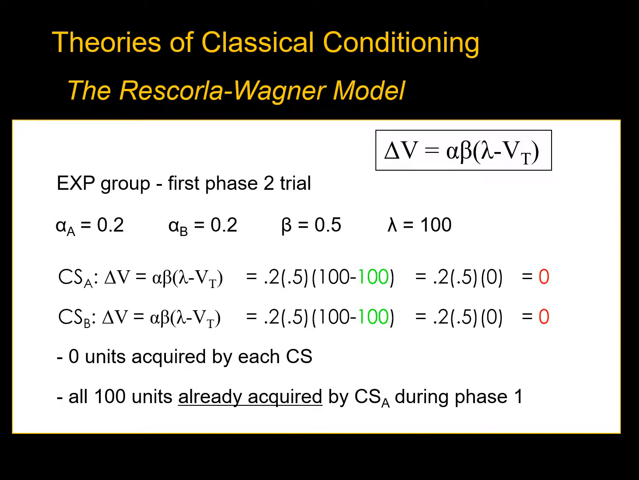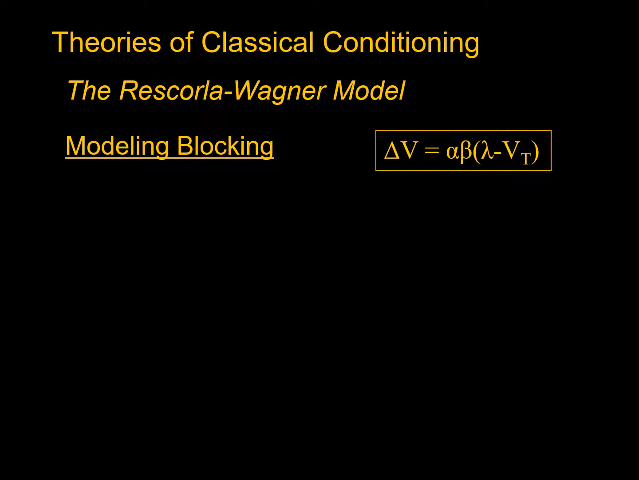Don't forget that all 100 of those units of strength have presumably already been acquired by one of those CSs. That's why V sub t is equal to 100. And it's CSA that acquired all the 100 units because of the phase 1 conditioning.